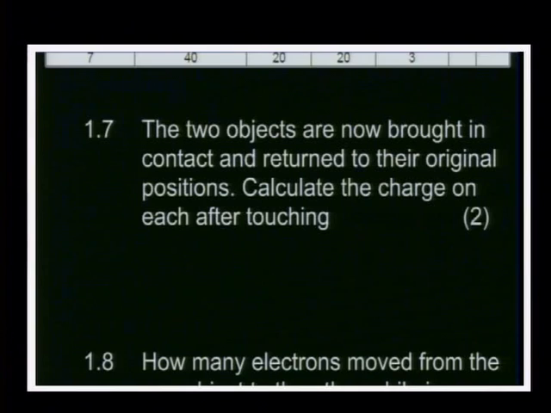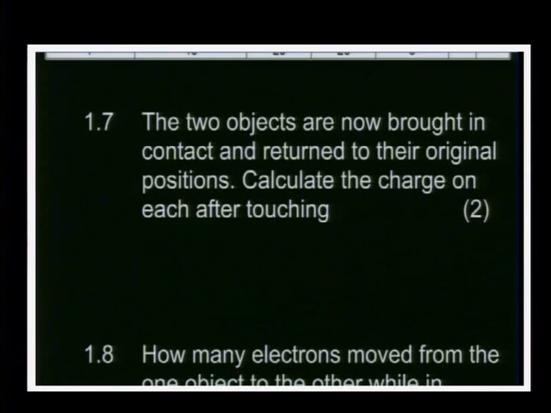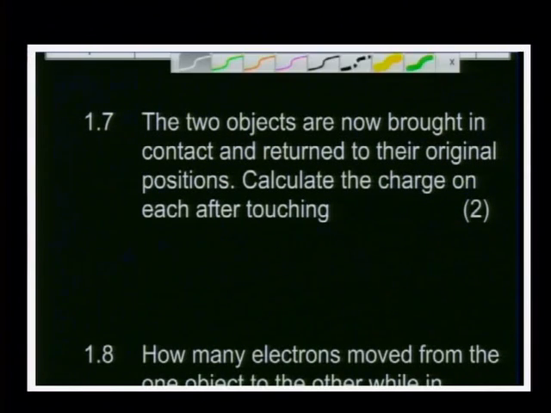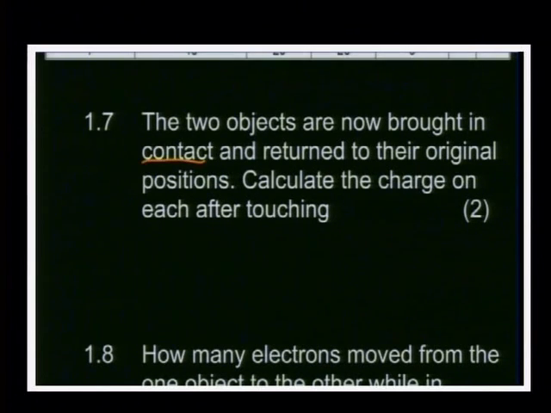Let's move on to the next question, which is over here. 1.7, it says the two objects, so the objects that we were dealing with in the question, are now brought into contact and they return to their original positions. Calculate the charge after touching. Now, this is an ideal example of the law of conservation of charge. We need to understand that the total charge remains the same.